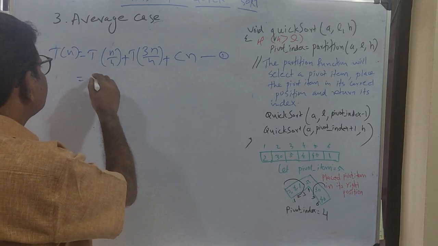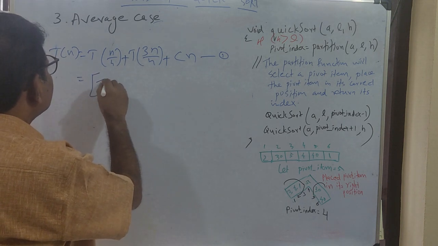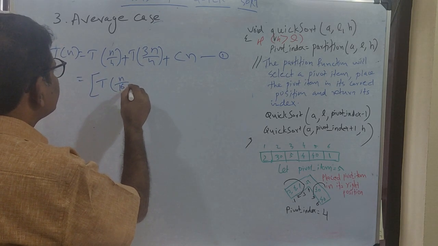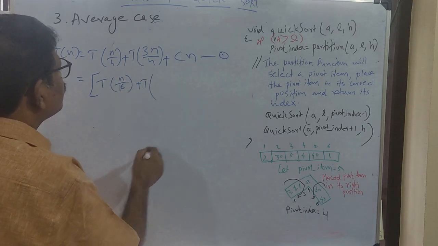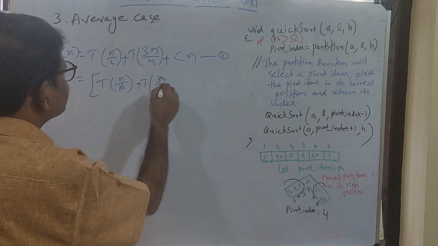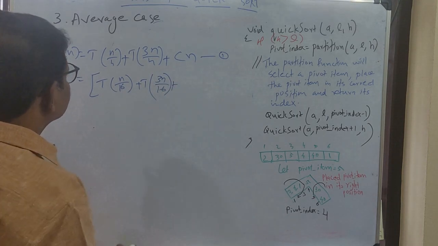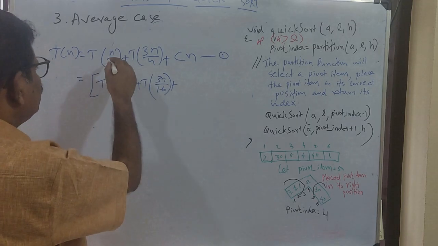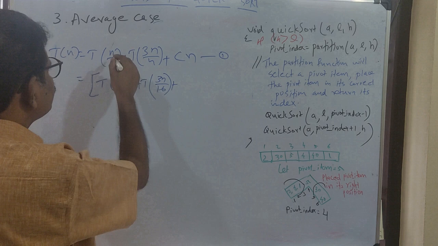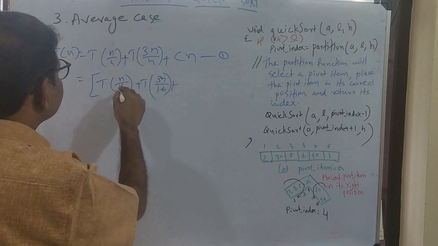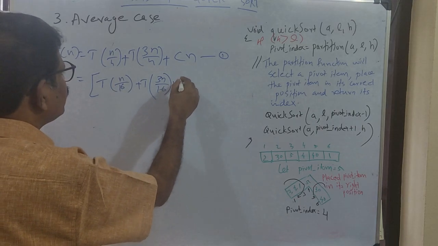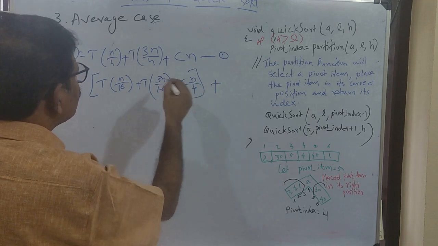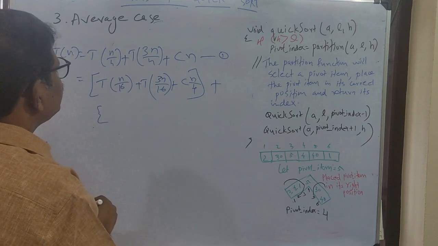T(n/4) will be replaced as T(n/16) plus T(3n/16), since 3 times n/16, plus the cost term: one fourth of n, with n/4 into 4 giving Cn/4, plus this term T(3n/4).